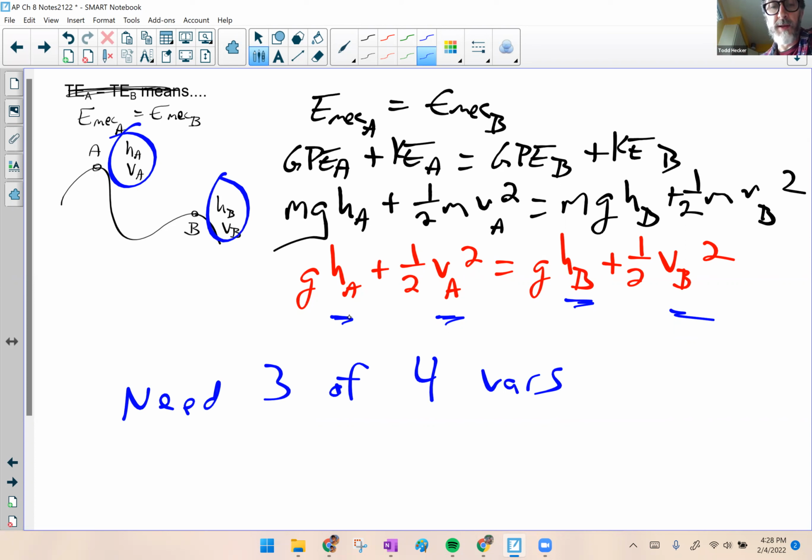So we did a bunch of these, right? I don't even think I need to do this, but right? So if I give you height at A and velocity at A and height at B, then you can find the velocity at B, okay? So that's what we're gonna do, but there's an add-on, all right?